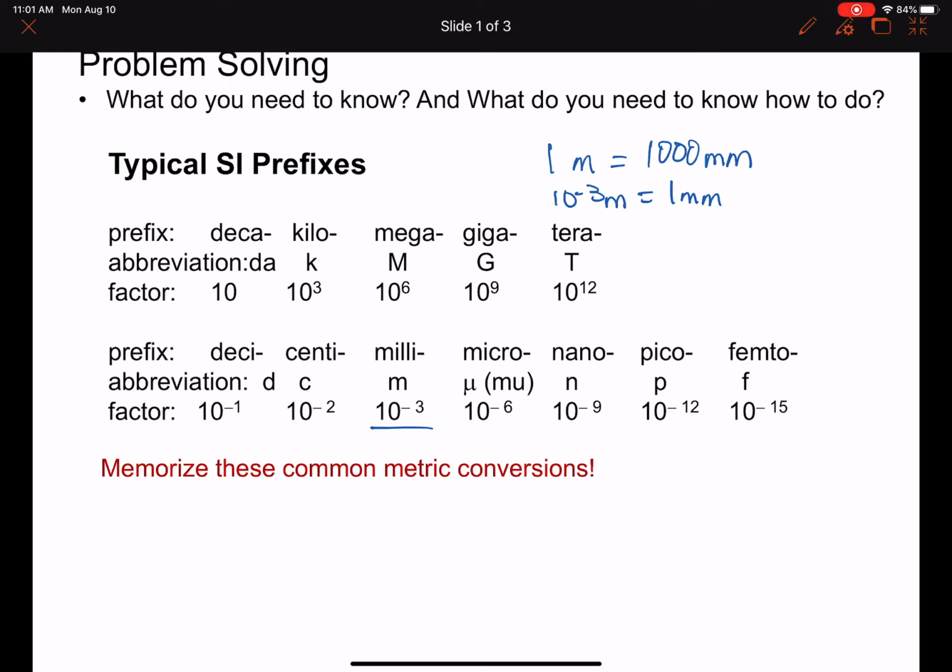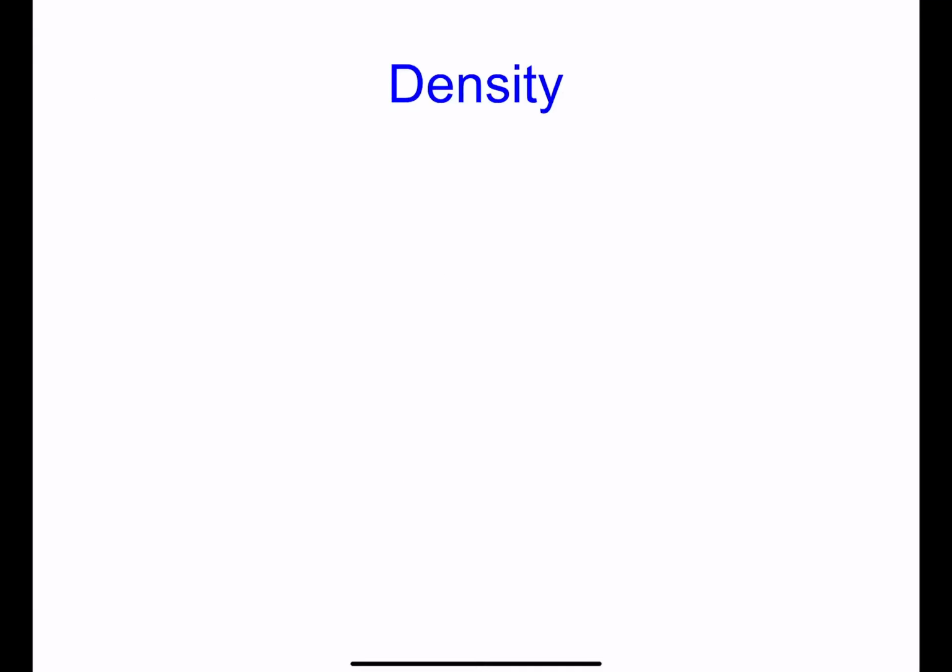So figure out a way to memorize these typical SI prefixes so that you can convert back and forth from one unit to another. We'll also go from metric units to non-metric units, but I don't expect you to have all of those memorized, but you should be able to know how to use them to convert one thing to another. So we'll start with a concept and then explore that concept with a problem.